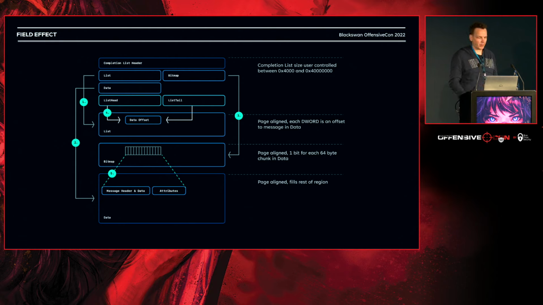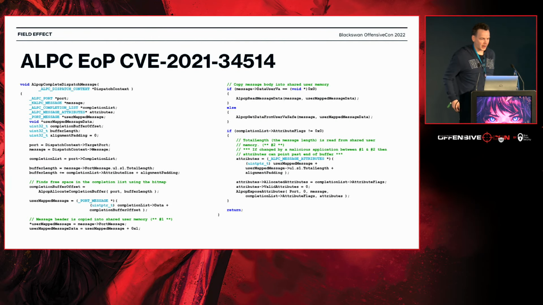Yeah, so that's how they work, and that's also where I spotted the first problem that led me down this research rabbit hole. So this is the code for, I hope it's big enough to read, complete dispatch message. This is the code that handles once a message has been received into kernel mode and it's being added to the completion list of a client port.